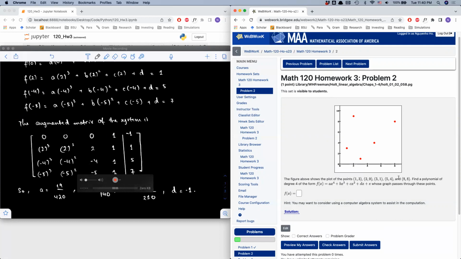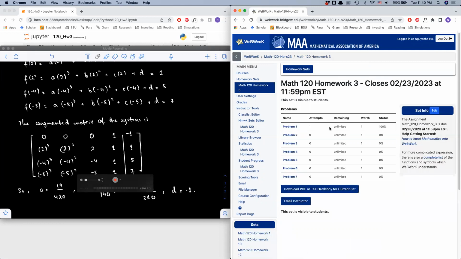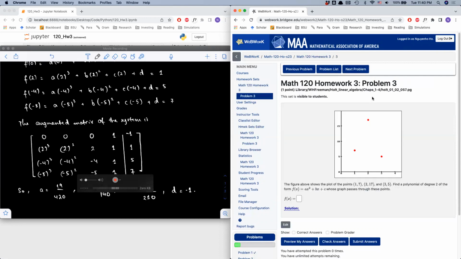My intention is not for you to solve this system of 4 linear equations or 5 linear equations by hand, right? It's just ridiculous to do that by hand. And using Python is a lot faster and more practical for us. All right, so that is problem 2. Again, very similar to problem 1. Now for problem 3, again, very similar to the last 2 problems.